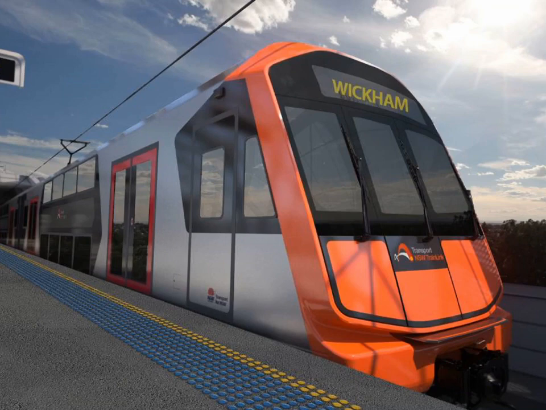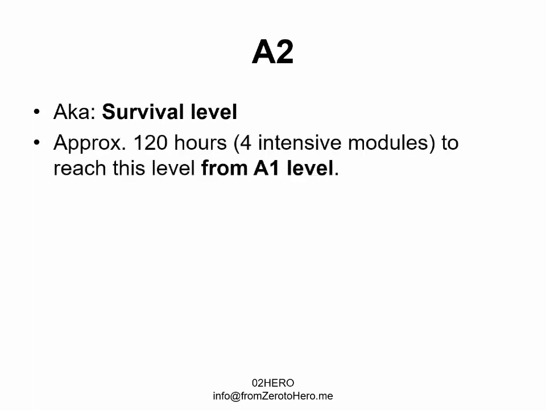You can also use public transportation. For example, you can ask how to go from one place to another. You can also describe people, animals, and everyday objects. Finally, you can talk about events in a short and simple way. So, to recap, the A2 level is known as the survival level, and you will need approximately 120 hours to reach this level from the previous A1 level.